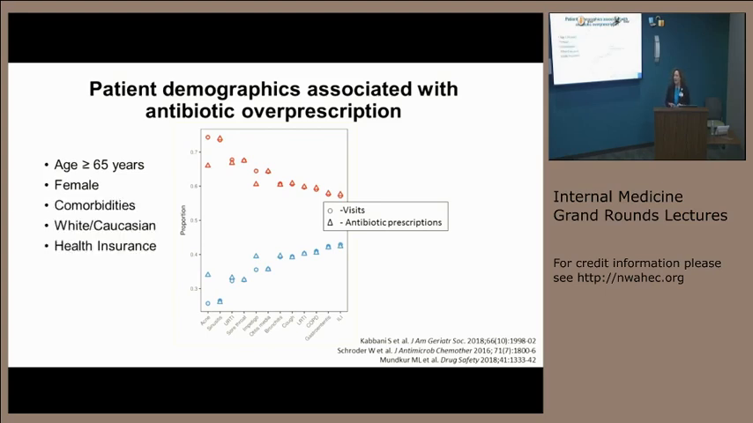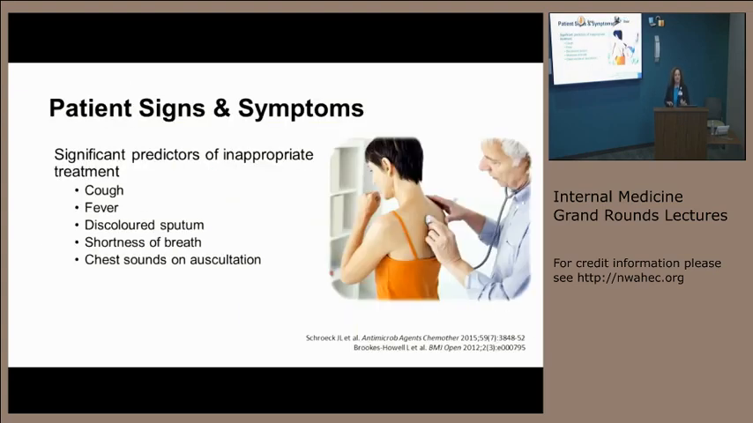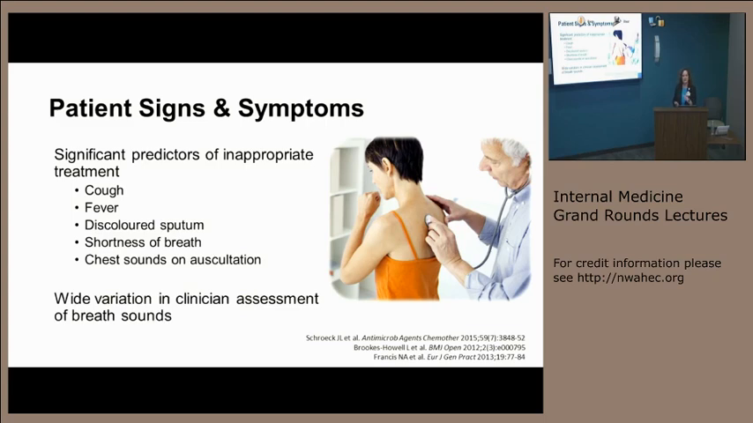And other patient factors are the presence of comorbidities, being white or Caucasian, and having health insurance. Those are risks for antibiotic overprescription. And then some patient signs and symptoms: the presence of a cough, fever, discolored sputum, shortness of breath, and chest sounds on auscultation are associated with overprescription. Interestingly, there's some research being done on the wide variation in clinician assessment of breath sounds, and standardization and improving clinical skills is one way to address some of the overprescription that occurs.